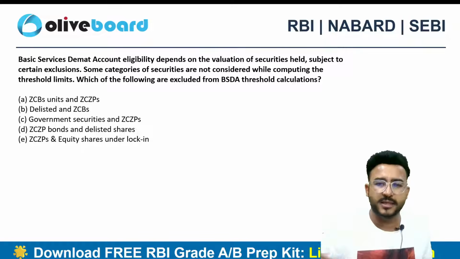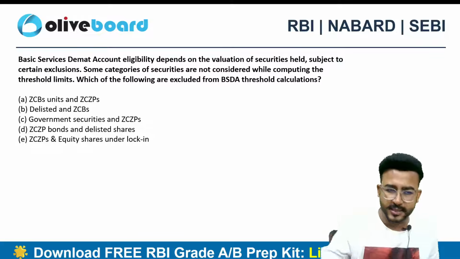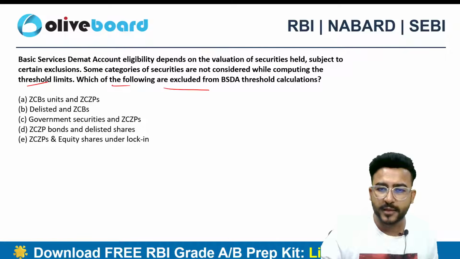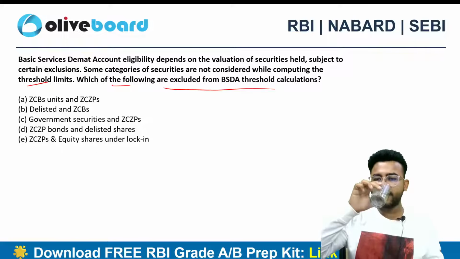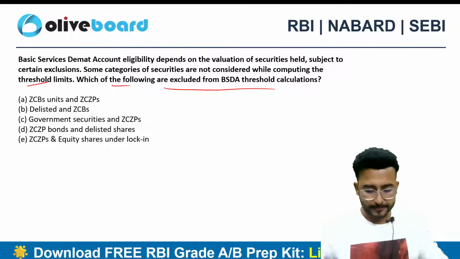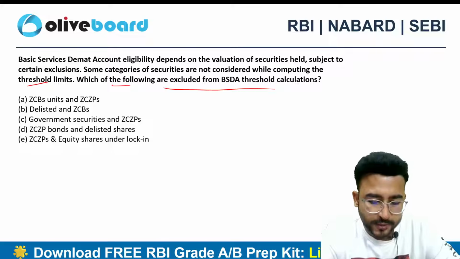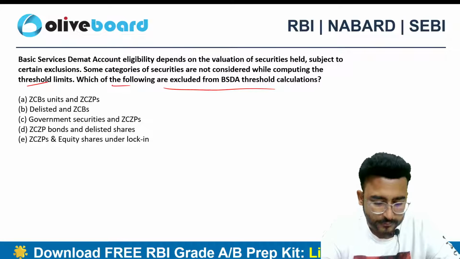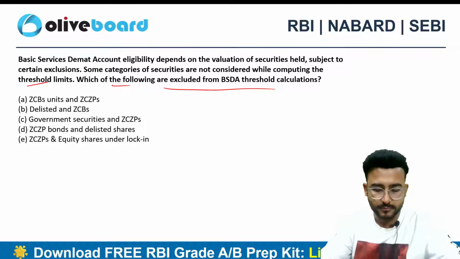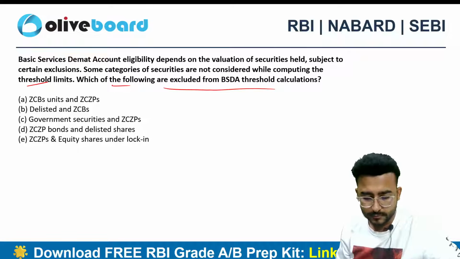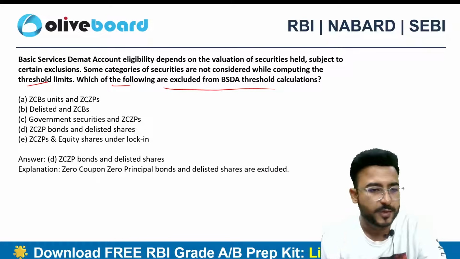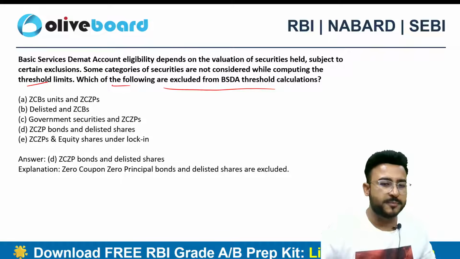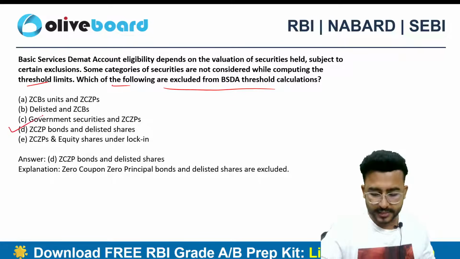This is regarding the basic service Demat account eligibility. You all know there is a certain threshold for that. Tell me which of the following are excluded from the threshold calculation. And the correct choice here is option D, zero coupon, zero principal bonds and delisted shares, right? Option D is the correct choice.